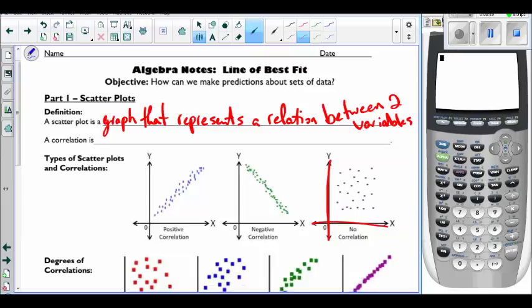A correlation measures the strength of that relationship. It's a number that represents the strength of the relationship.